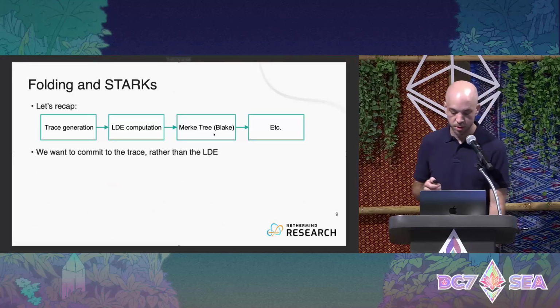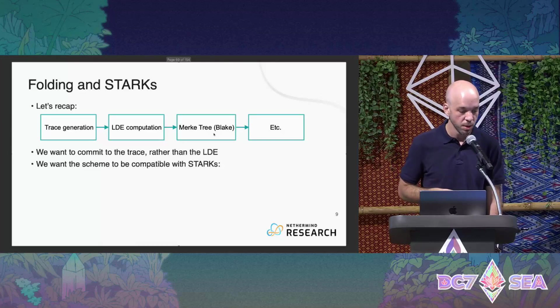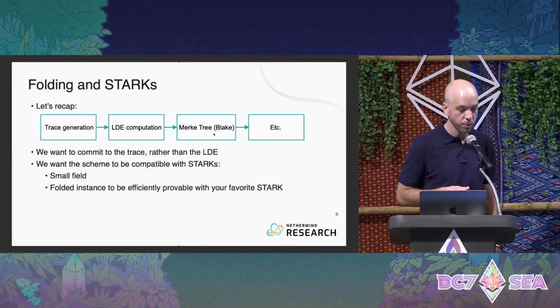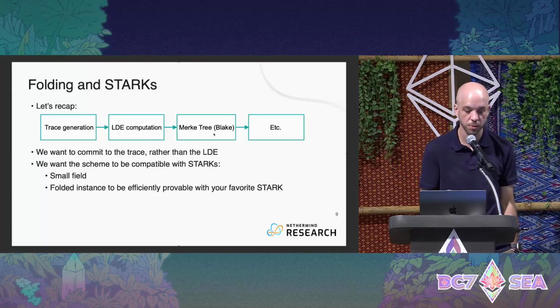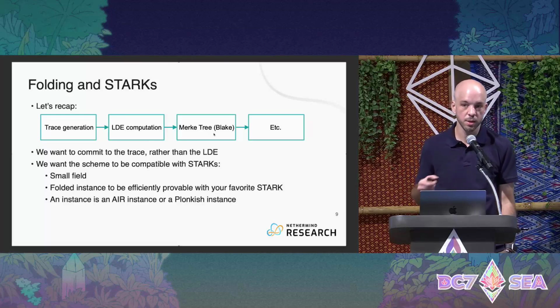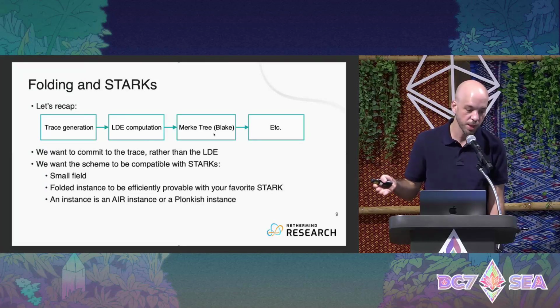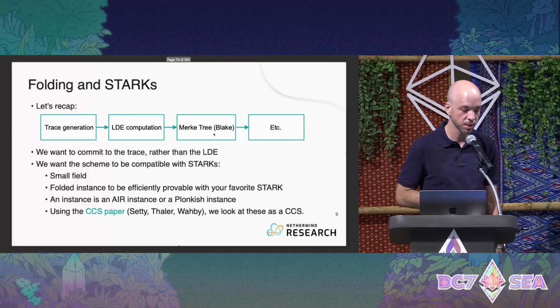Okay, so let's recap what we want to do. We want to commit to the trace instead of the low-degree extension. We want the scheme to be compatible with STARKs, and this means that we have to work over a small field. We want the folded instance to be provable in a reasonable manner with a STARK. And since we want an instance to be provable with a STARK, here we think of instances as being AIR or Plonkish instances. And we look at these as CCSs.